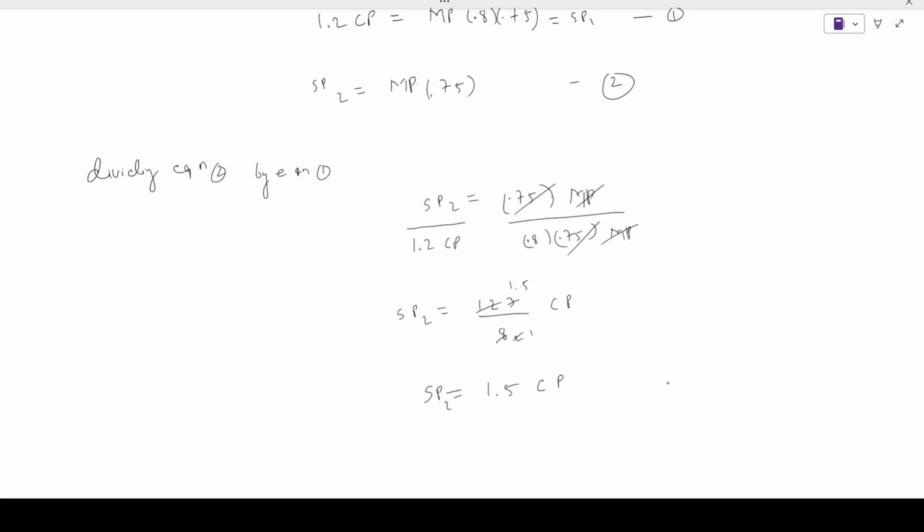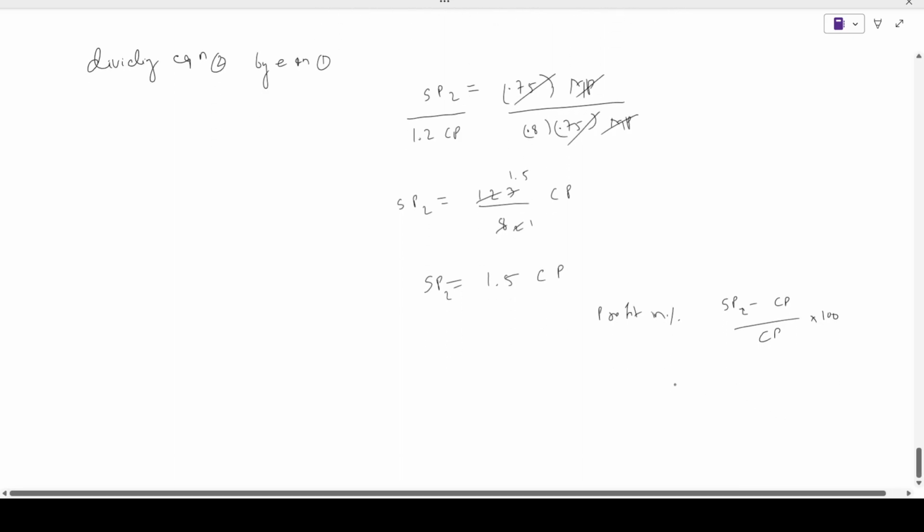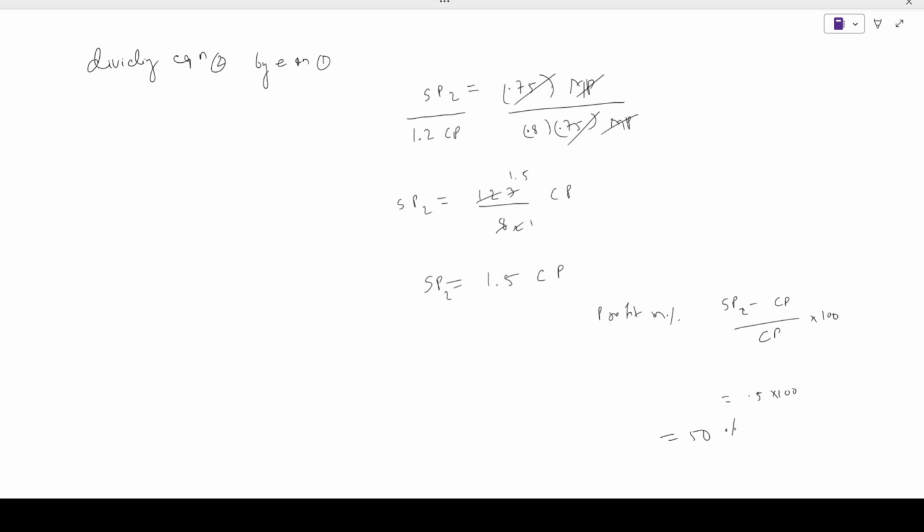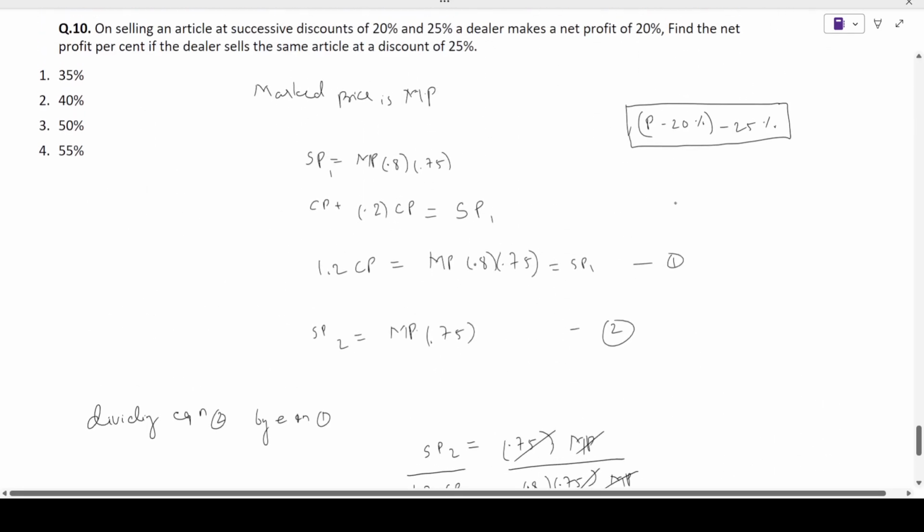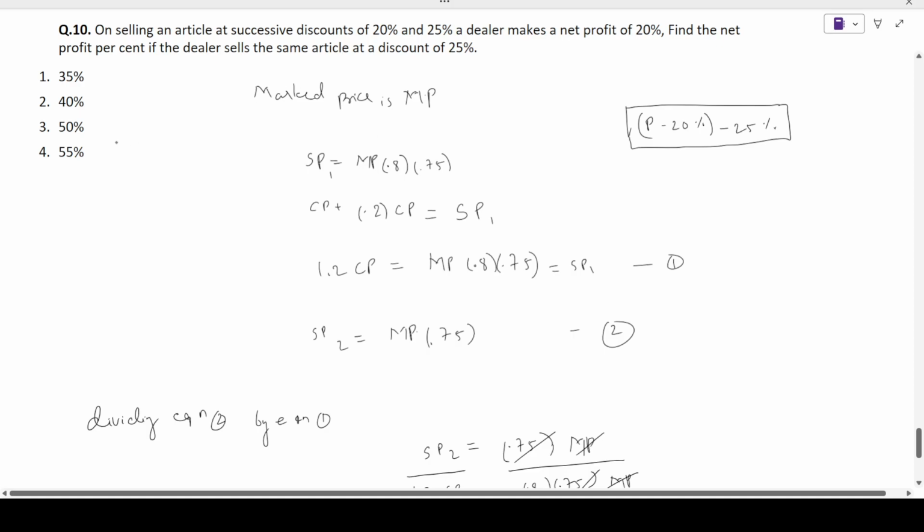You can write it in formula. Profit in percent is selling price 2 minus cost price upon cost price into 100. Ultimately we will have 1.5 minus 1, that is 0.5, into 100, that is profit is equal to 50%. So the answer will be option number 3, 50%.